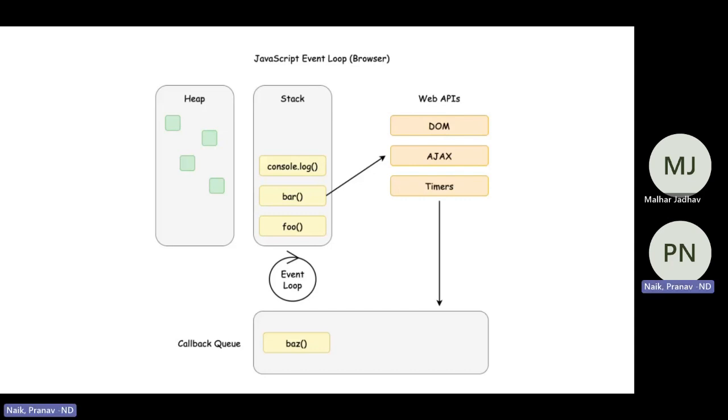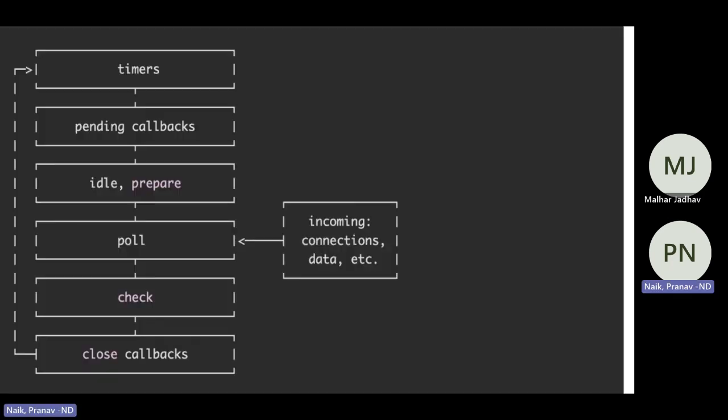But in Node.js, there is a slight difference in the event loop. If you go and check the Node.js documentation, they have mentioned six phases. The documentation says that there are six phases in the event loop. The first one is the timer phase. The second one is pending callback. The third one is idle, prepare. The fourth one is poll. The fifth one is check. The sixth one is closing callback.